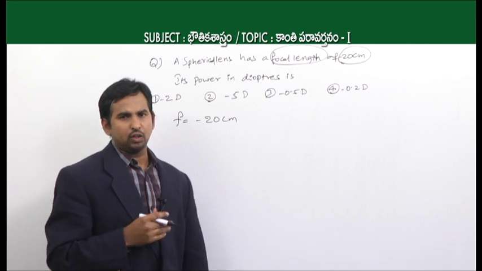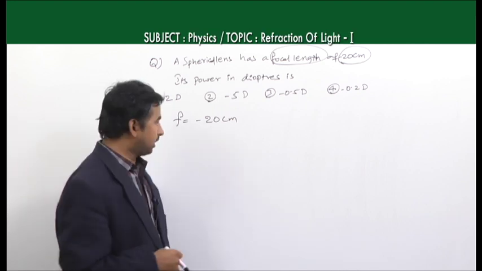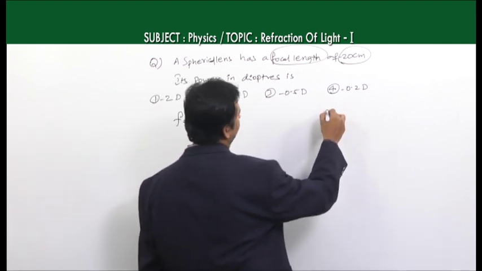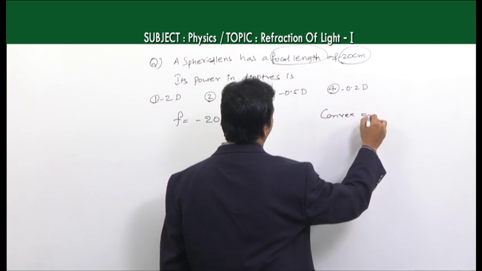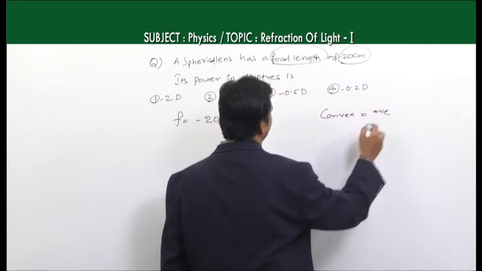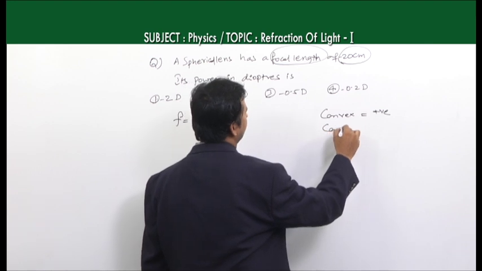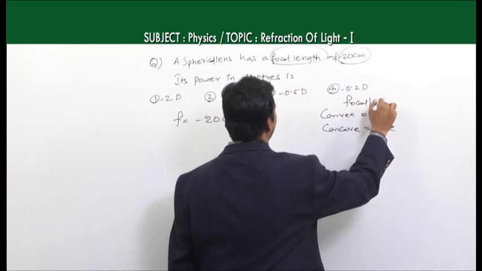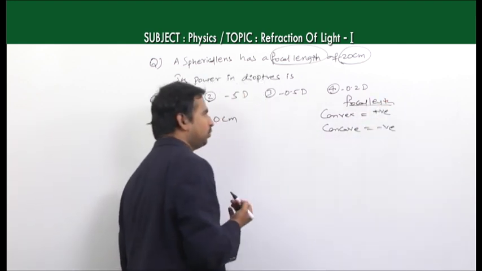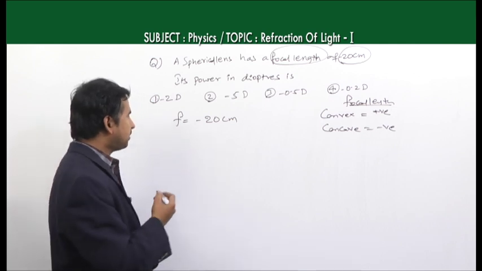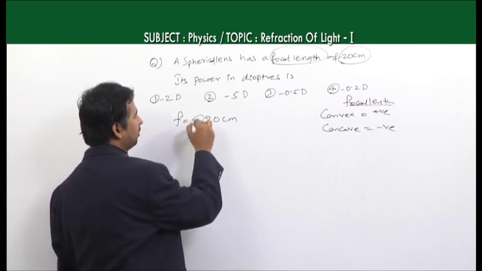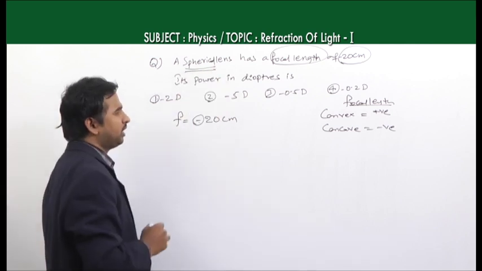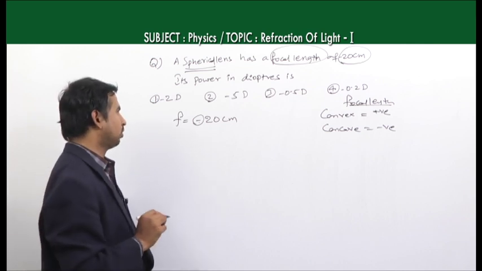But remember, in the case of the focal length sign convention, for a convex lens we have a positive sign, so the f value is positive. For a concave lens, the focal length values are negative. The focal length for convex is positive, for concave it is negative. As the given question has a minus, that minus represents the lens we are using. This spherical lens is nothing but a concave lens. That is our first conclusion.